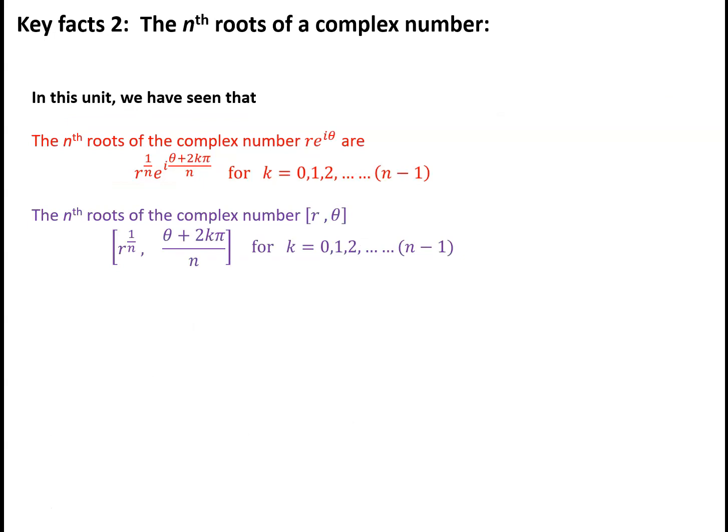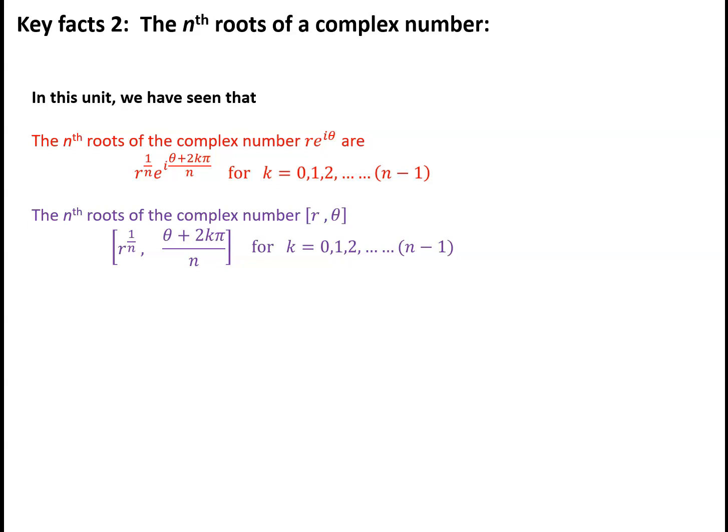During earlier videos for this particular module, we have seen that the nth root of the complex number r e to the i theta can be written as r to the 1 over n, in other words the nth root of r, times e to the i theta plus 2k pi divided by n, where k can take the values 0, 1, 2 all the way up to n minus 1.